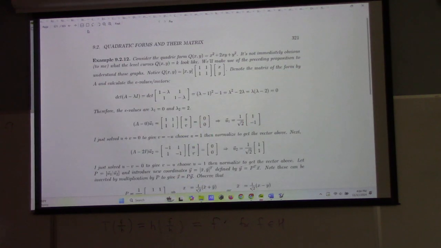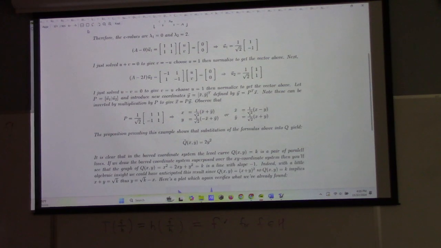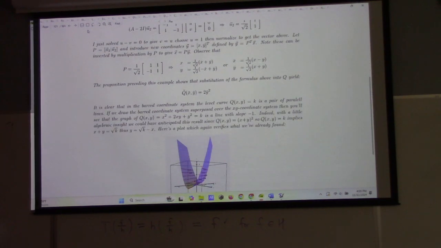To give you another example, well, this one's kind of dumb. I don't think we need linear algebra for this, honestly, guys. That's x plus y squared, so duh. It's a parabolic trough that's been rotated. Anyway, I don't care about that example, whatever.